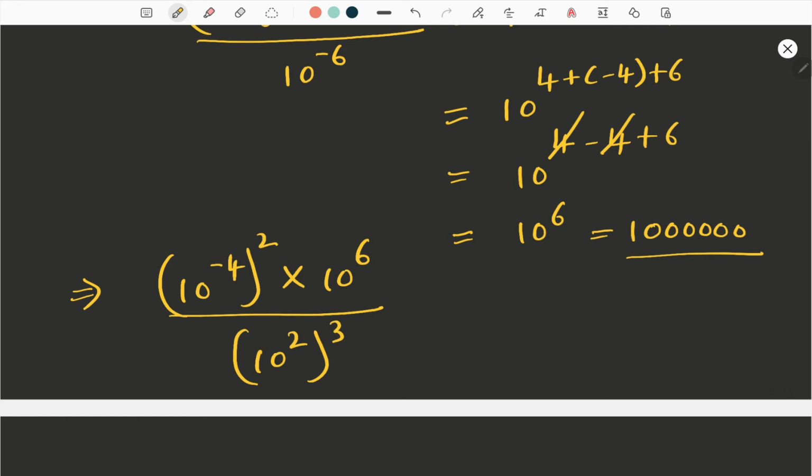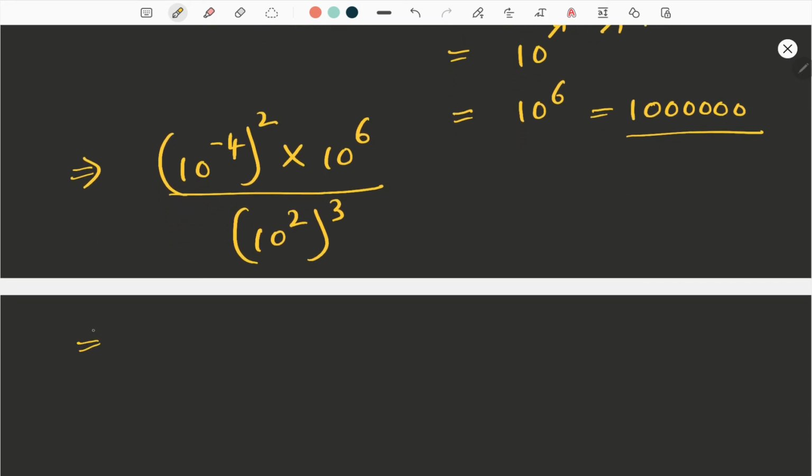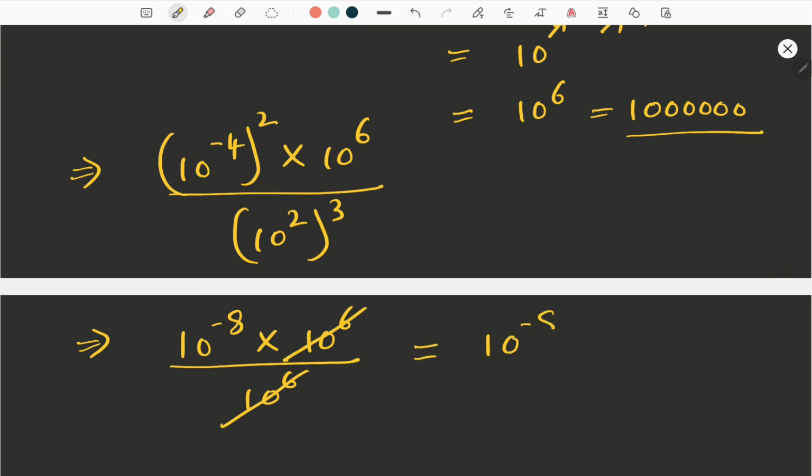That's why I am telling you. Alright, so how much does it become? Please tell me. It becomes 10 to the power minus 4 into 2, which is 10 to the power minus 8, into 10 to the power 6 divided by 10 to the power 6. Now you can easily cancel this. 10 to the power 6 and 10 to the power 6 cancel, and the answer is going to be 10 to the power minus 8. You can keep it like this, or you can choose to keep it as 1 divided by 10 to the power 8 also.